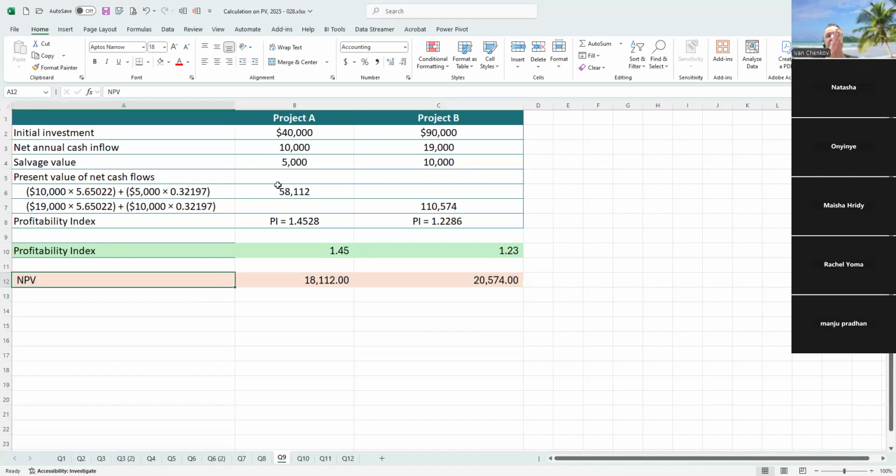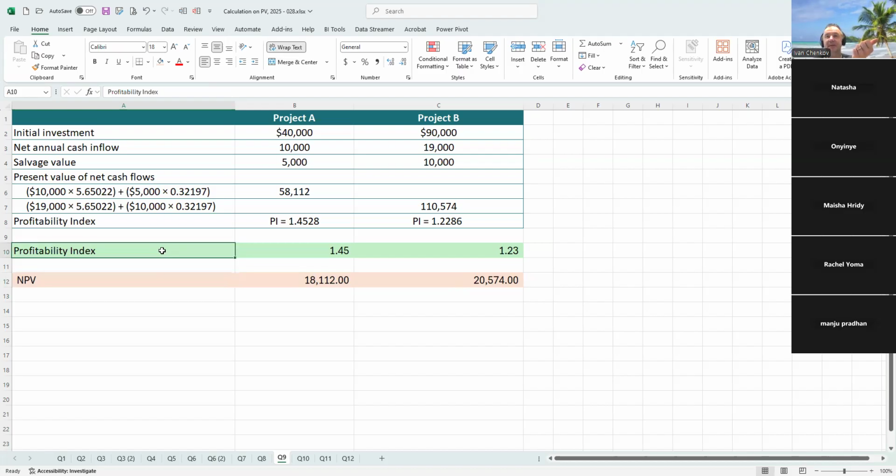So look at this. First, the type of questions that you're going to get. If you have only one project, calculate the net present value. Now, if you have two projects and the manager says, I can choose only one of them, I cannot go with both. Make sense? Then you're going to choose the one that gives you the highest profitability index.